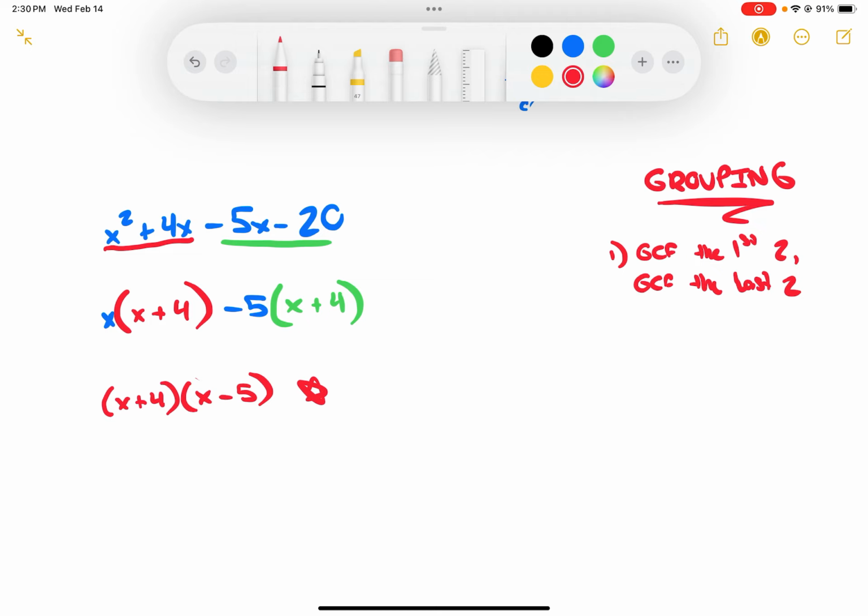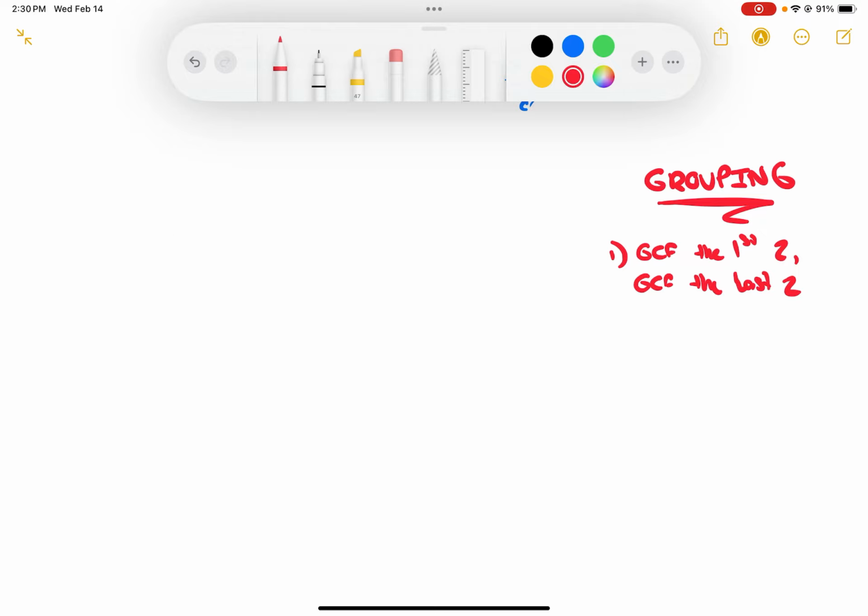Okay, so let's look at a different one. Let's look at two more, and then we'll cap this video off for the day. Let's do 6x cubed plus 3x squared plus 8x plus 4. Commonly, factor by grouping will involve a cubic quadrinomial of some sort. Same process. I'll start by GCFing, right? Greatest common factoring the first two terms. So the greatest common factor of 6 and 3 would be 3.